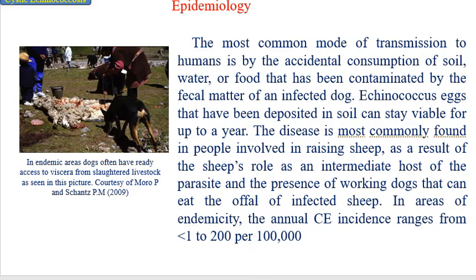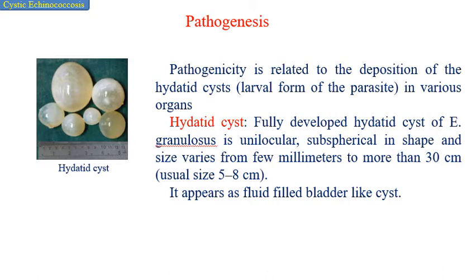Annual cystic echinococcosis incidence ranges from less than 1 to 200 per 100,000.